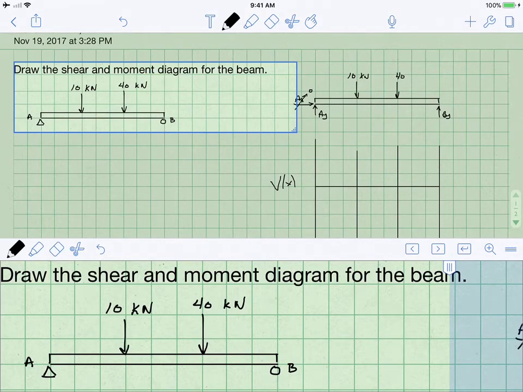Welcome to statics. This is a basic problem where our job is to draw the shear and moment diagram for this beam as it goes from A to B. And to get started on these problems, you always start by finding the external reactions.